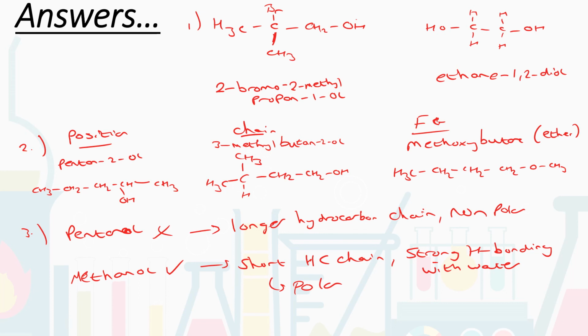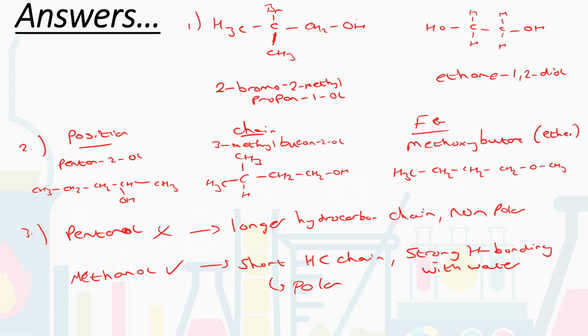Then we're asked to give a position, chain, and functional group isomer of pentan-1-ol. The position isomer is very easy to do. It's simply moving the functional group. So rather than pentan-1-ol, we can have pentan-2-ol with it on the second carbon.